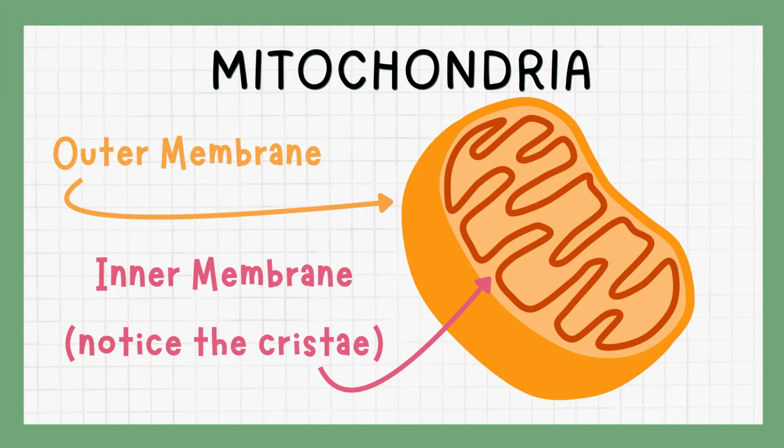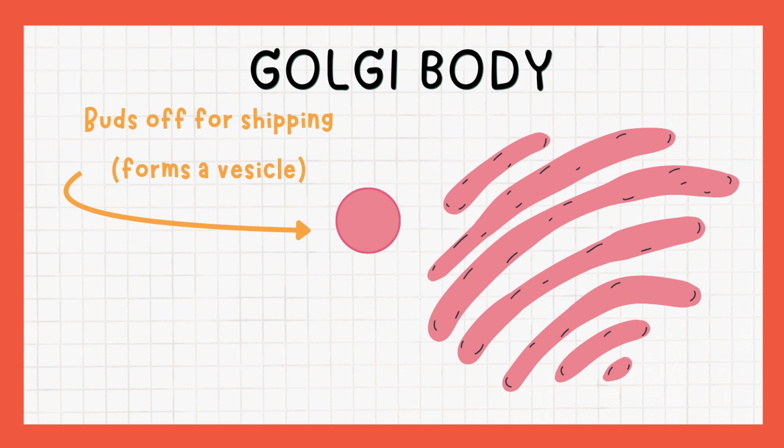The structure of the mitochondria is pretty simple because it's a double membrane, a membrane on the outside and a membrane on the inside. The outside membrane is very smooth, but the membrane on the inside has many folds, which are called cristae. These cristae are useful because they give more surface area for metabolic processes. The next organelle is the Golgi body. The Golgi body is a membrane-bound organelle. The Golgi is like UPS because it packages and ships things around the cell.